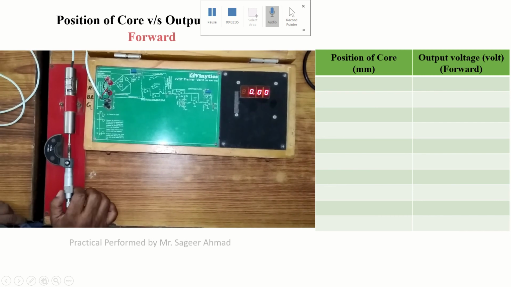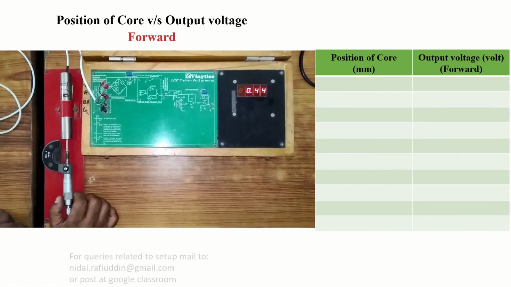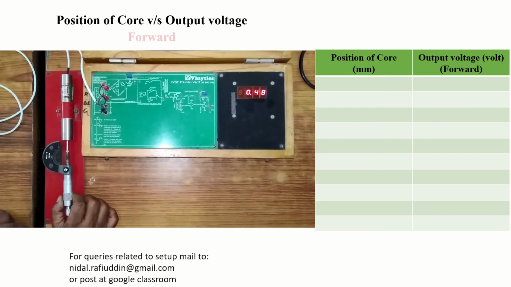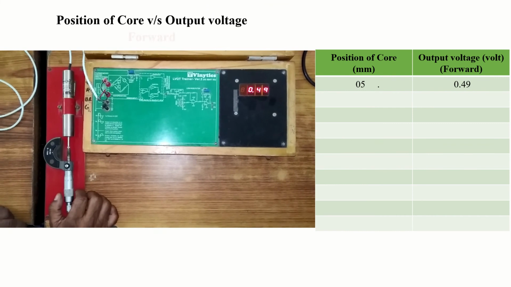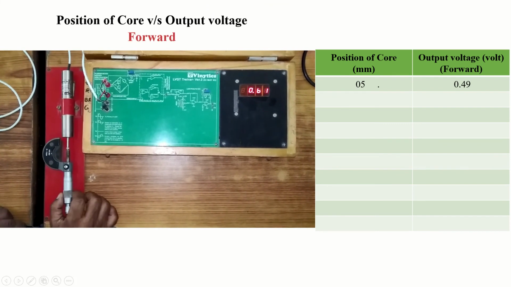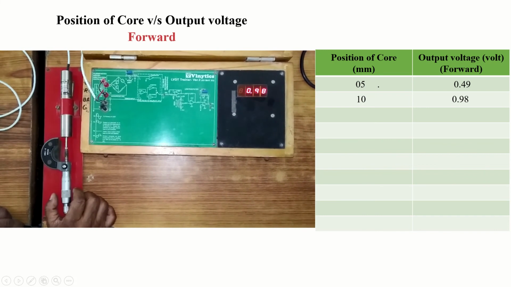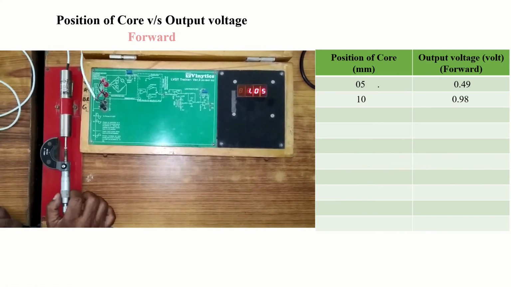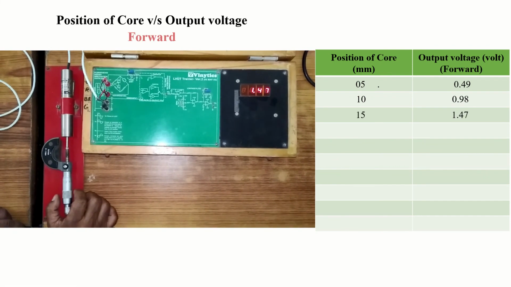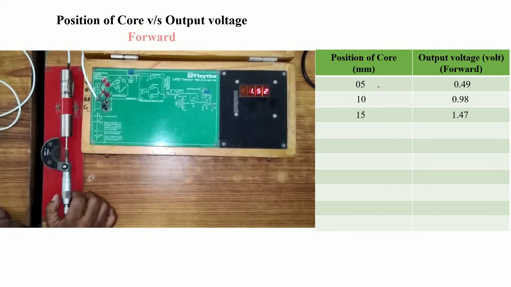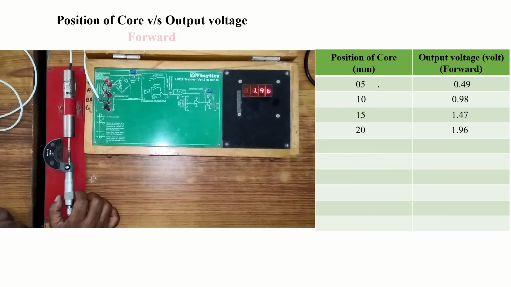So now we will perform the experiment and show what happens when the core of the LVDT is moved, and here it is moved using a screw gauge. For example, if the core is moved 5 mm, then the voltage appearing across the secondary is 0.49 volts in the forward direction. So we are talking about the position of core versus output voltage for the forward arrangement. Then for 10 millimeter displacement, the forward voltage is 0.98 volts.